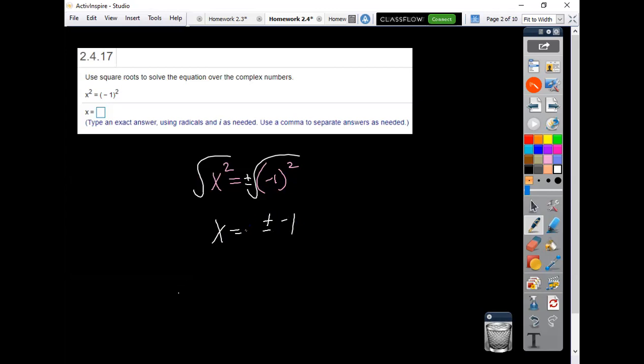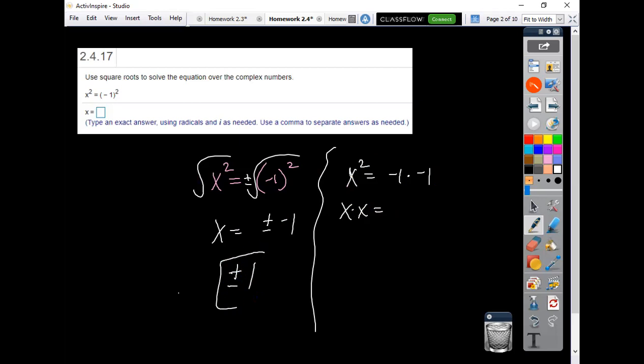Now, in this case, do we need to consider an i for our answer? If we go back to the original problem of x squared equals negative 1 times negative 1, and x squared is x times x, it sure seems like you could have either a positive 1 or a negative 1, and either one would come out to be the same thing. Negative 1 squared is indeed 1, and so is positive 1 squared. So your two answers when you're done with this problem are positive and negative 1.